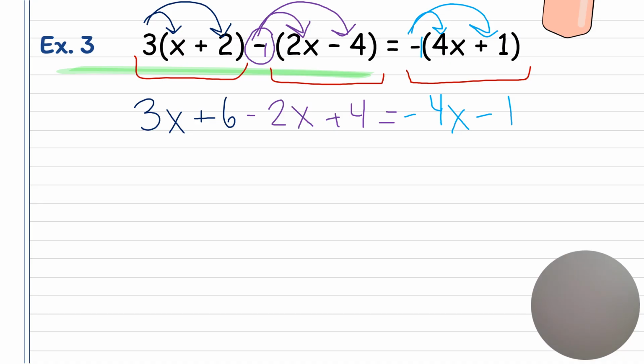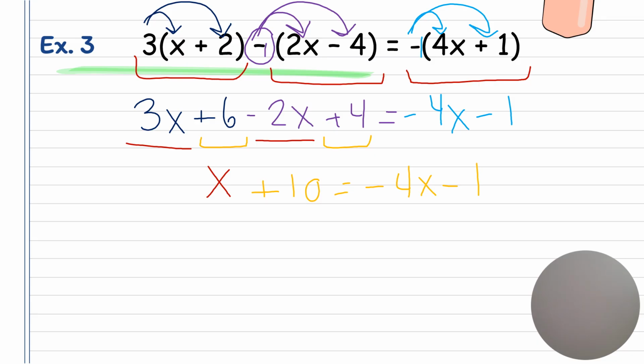On the left, I'm going to combine some like terms. I see I have a 3x and a negative 2x, so that will leave me with just 1x. And I see I have a positive 6 and a positive 4. So that gives me a positive 10, when everything else on the right is the same.